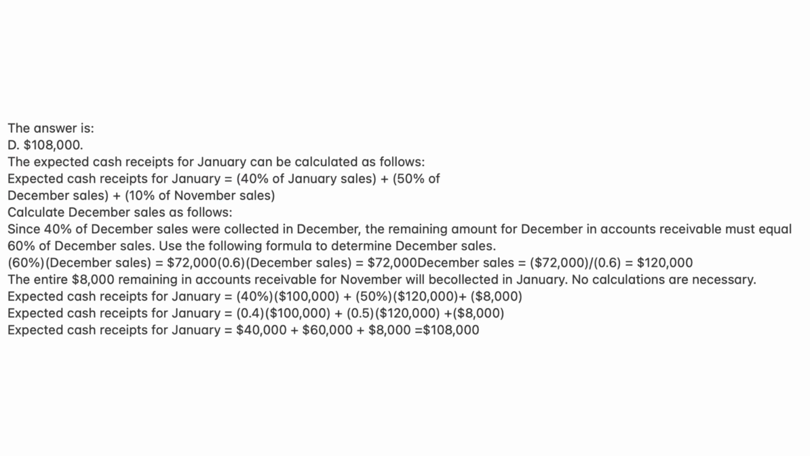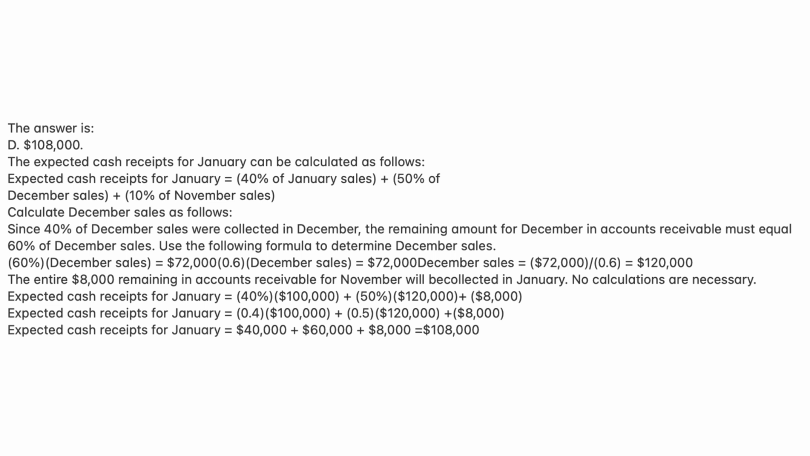$108,000. The expected cash receipts for January can be calculated as follows. Expected cash receipts for January equals 40% of January sales plus 50% of December sales plus 10% of November sales. Calculate December sales as follows. Since 40% of December sales were collected in December, the remaining amount for December in accounts receivable must equal 60% of December sales. Use the following formula to determine December sales.